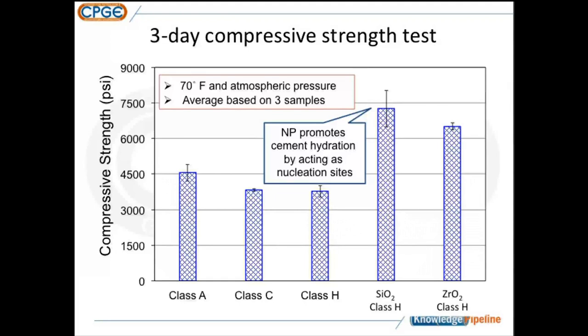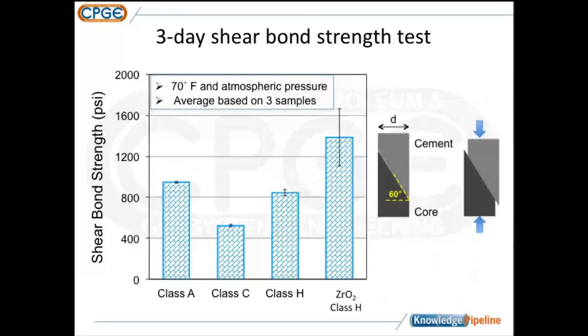What I'm showing here is a plot of the various compressive strength tests we've done using different types of cements with and without nanoparticles. And you can see that in the cases of the class H cements that have had the silica and the zirconia nanoparticles added to them, we've seen almost a doubling in the compressive strength compared to just the neat cement. So this is very promising, because it shows that these nanoparticles can have significant strengthening effects on the cements.